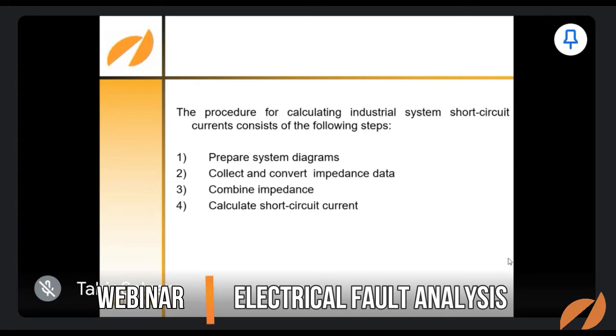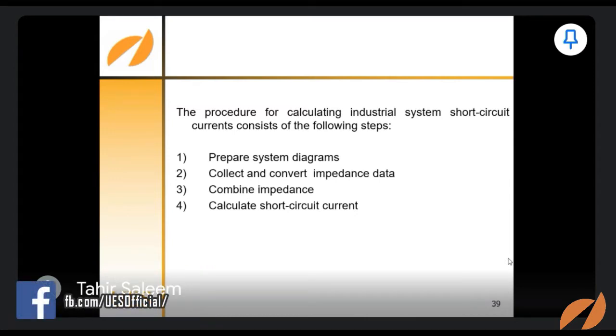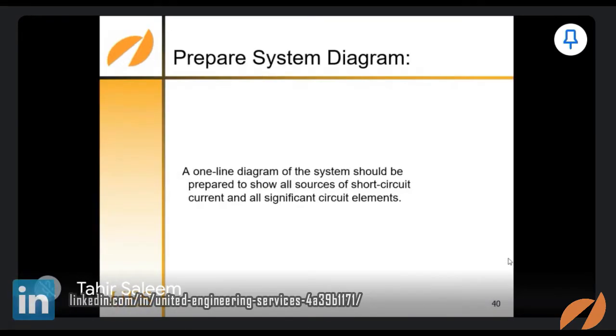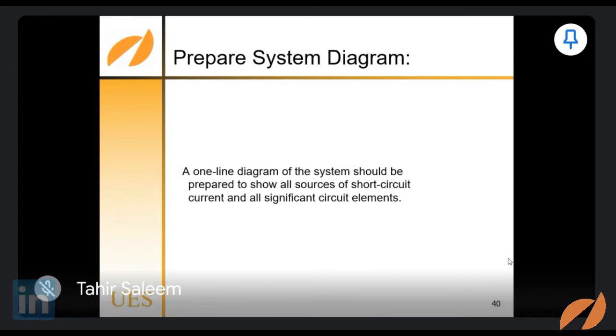Just like in your academic or in your practical field, you solve your electrical circuits. This is the same thing. No problem in that. Combine impedance in series and parallel, and then calculate the short circuit current by using Ohm's law. A one line diagram of the system should be prepared to show all sources, which is called the SLD or single line diagram, current and significant circuit elements.